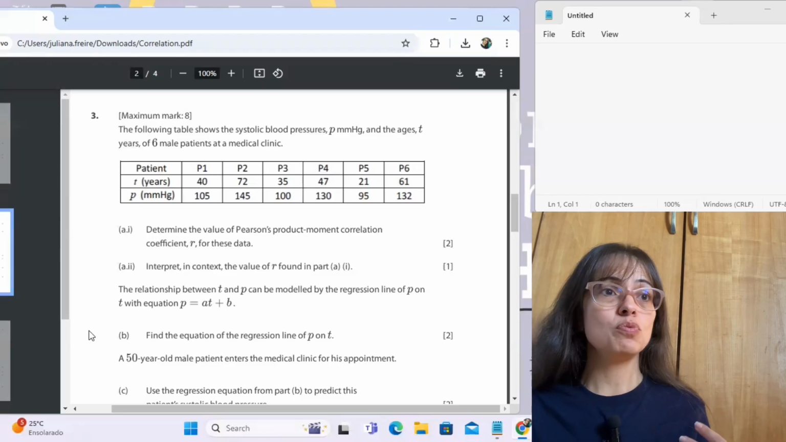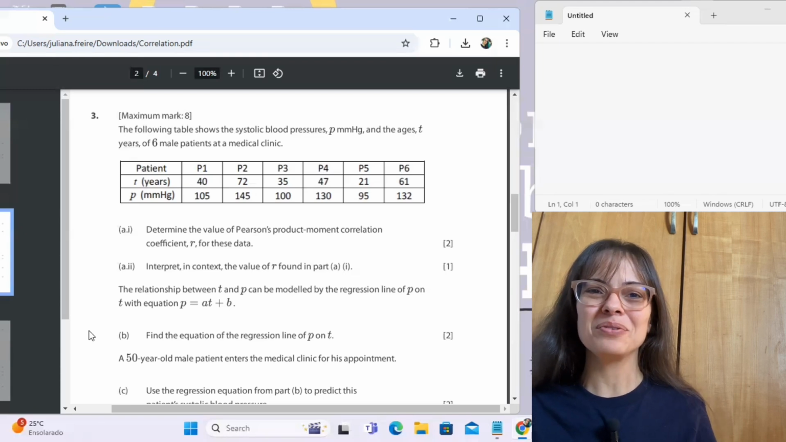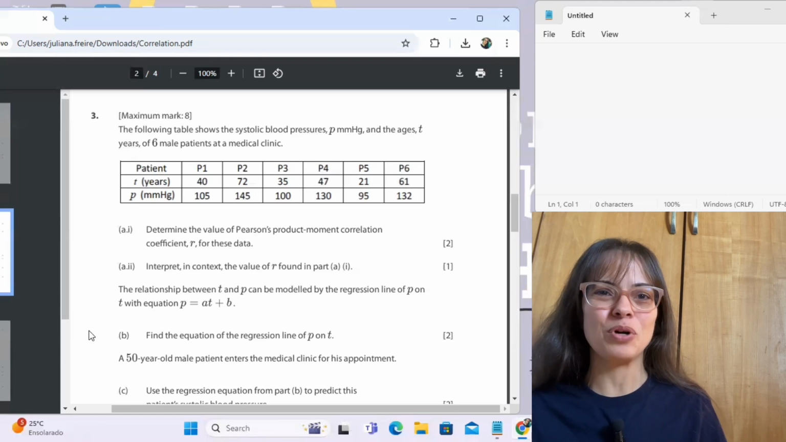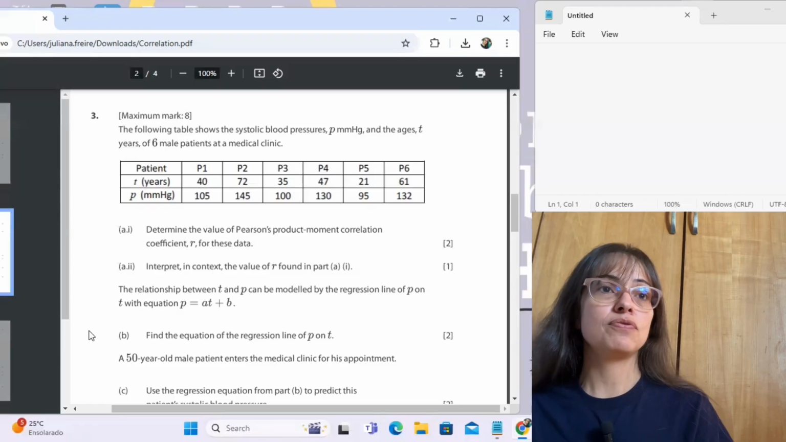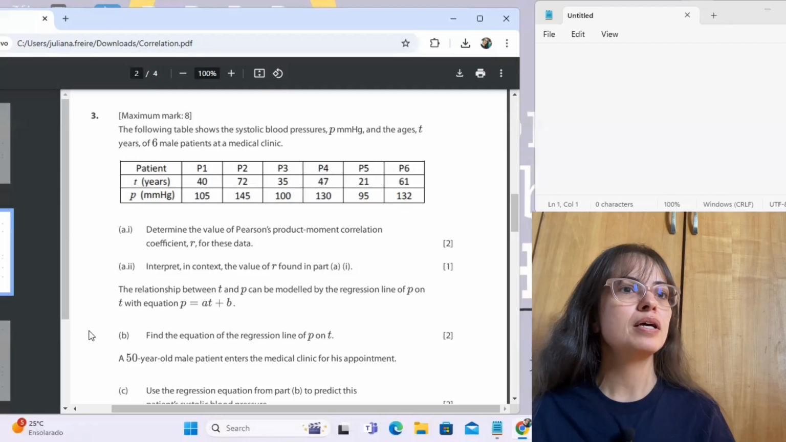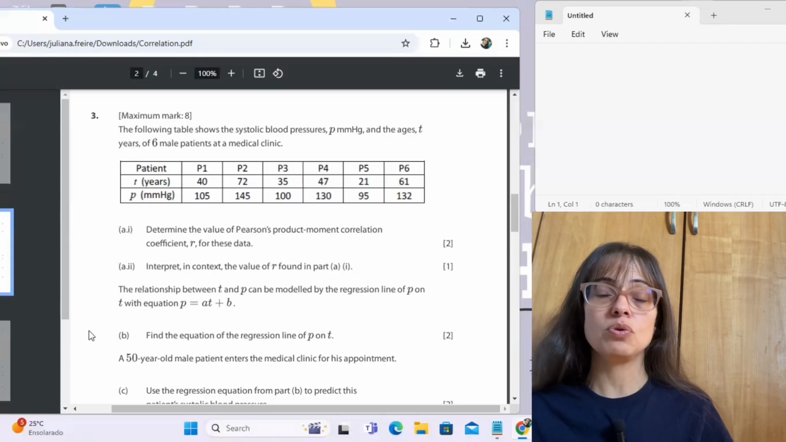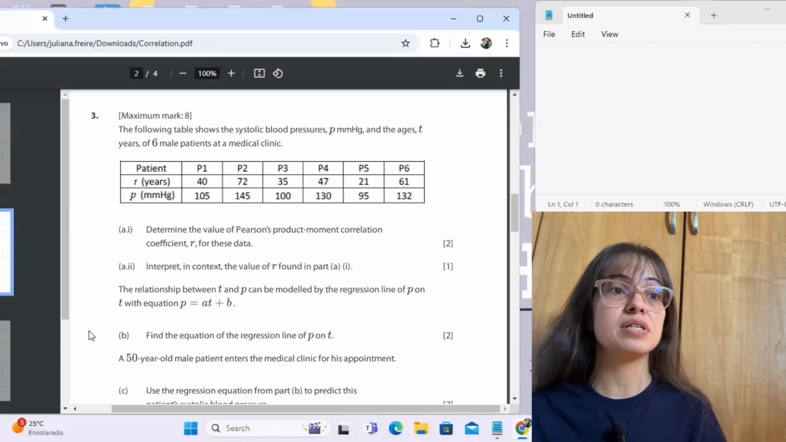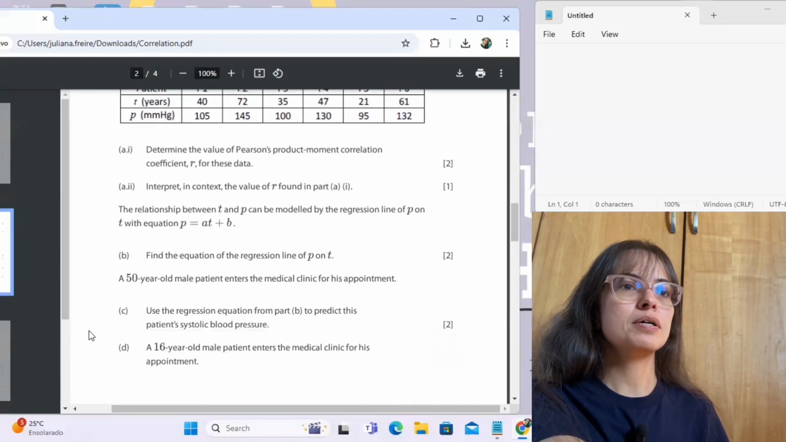Then he asks you to make the regression line P on T. That makes sense because I think it is the blood pressure that depends on age and not the other way around. If you get higher blood pressure for some reason, you don't suddenly become older, right? So he is asking you for the appropriate line. Find the equation of the line. Again, at this point, you probably already have it because you've calculated the Pearson's coefficient and the information comes on the same screen. Now he's going to start asking you to make predictions.